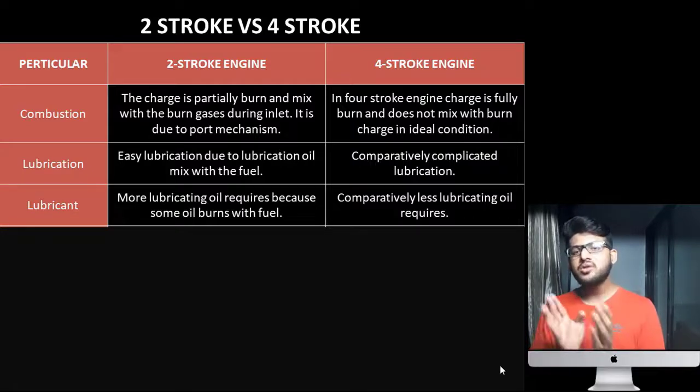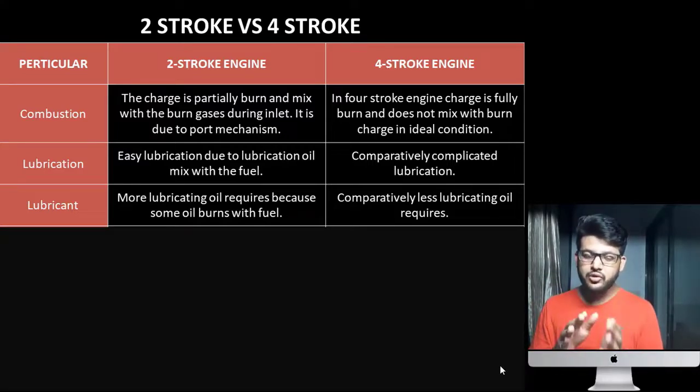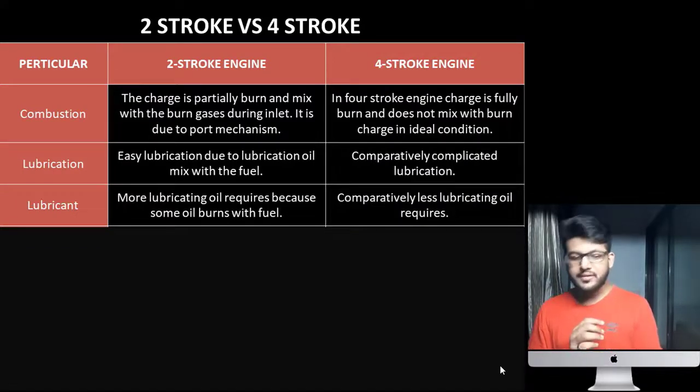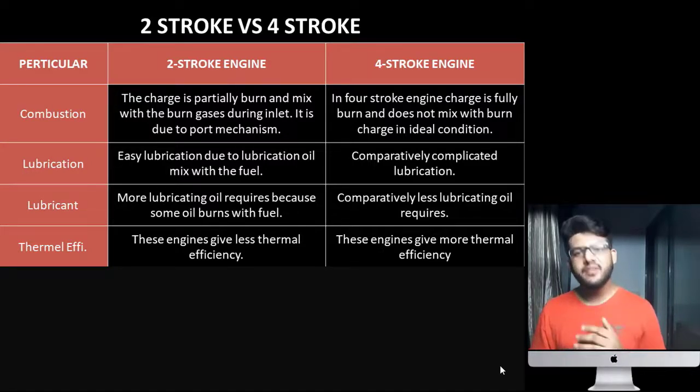Compared to that, the oil is not burning in four strokes. Fine. So in four strokes, we need less lubricant oil. So that is also one point. Thereafter, what is thermal efficiency? You can understand that two-stroke engines give less thermal efficiency and four strokes give more thermal efficiency, because in two-stroke the combustion is not normal, or you can say it is not perfect. In four-stroke the combustion is perfect, so there is more thermal efficiency in four-stroke engines.